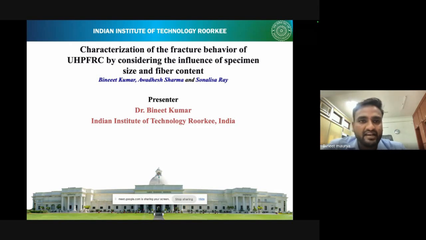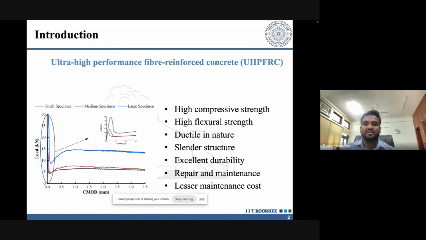And here I'm going to present a part of my research, that is characterization of the fracture behavior of UHPFRC by considering the influence of the specimen size and the fiber content. So UHPFRC is basically fiber reinforced concrete. Why is it being used? Because it is in demand due to its high compressive strength, high flexural strength, and very good ductile nature. It can be used for slender structure construction. It has excellent durability, and now it is being used for repair and maintenance work, and it has lesser maintenance cost. Though its cost is high, for maintenance and repair work, it is very good.